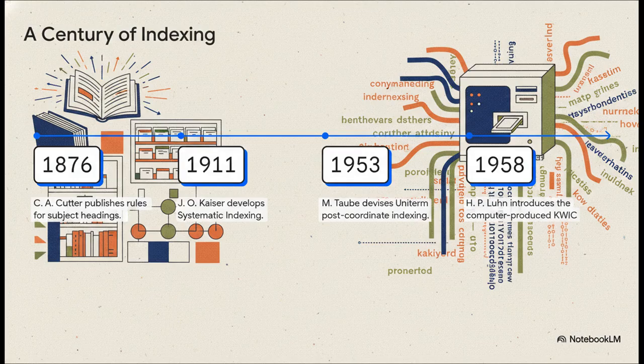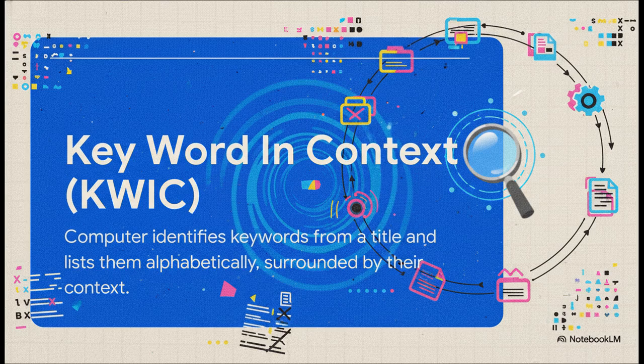Just 5 years after Taube came up with Uniterm, a guy named Hans Peter Luhn at IBM let the computer loose on the problem, and everything changed. Luhn's invention was called KWIC, which stands for Keyword in Context, and it was basically derivative indexing on steroids. The computer would just scan a title, use a stop word list to ignore boring words like the or of, and then it would automatically create an index entry for every single important word. But, and this is the key part, it kept the words around it to give you context.